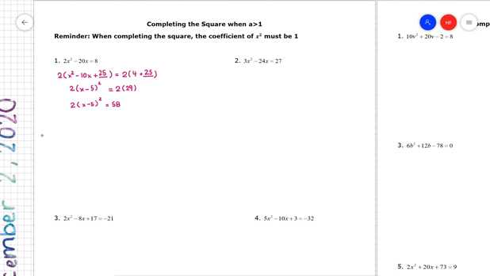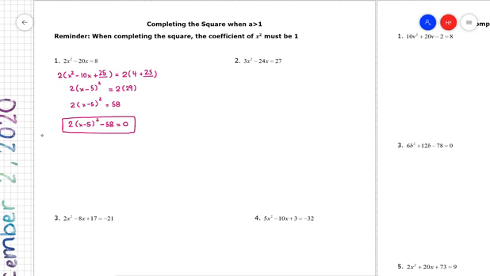And then just like yesterday, I'm going to move that 58 over to the other side. So I have 2 times x minus 5 squared minus 58 is equal to 0. And that is my quadratic rewritten with a perfect square.